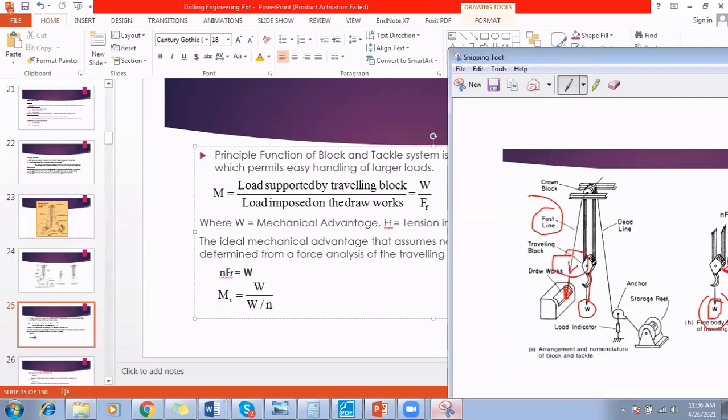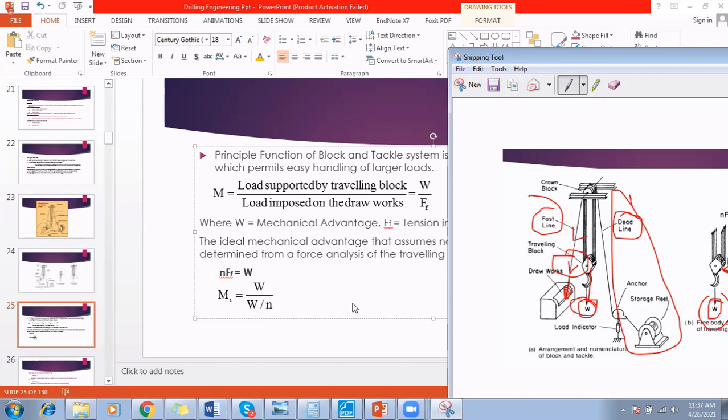So it is actually the reaction force of this weight. Okay, when there will be the weight here on the traveling block, then as a result of this weight there will be a reaction force on the fast line. It will not be on both sides because this dead line is not taking part in the lifting of this load. This is just the excessive storage. Okay, so that you may use the drilling line from here if there is any problem in the fast line.